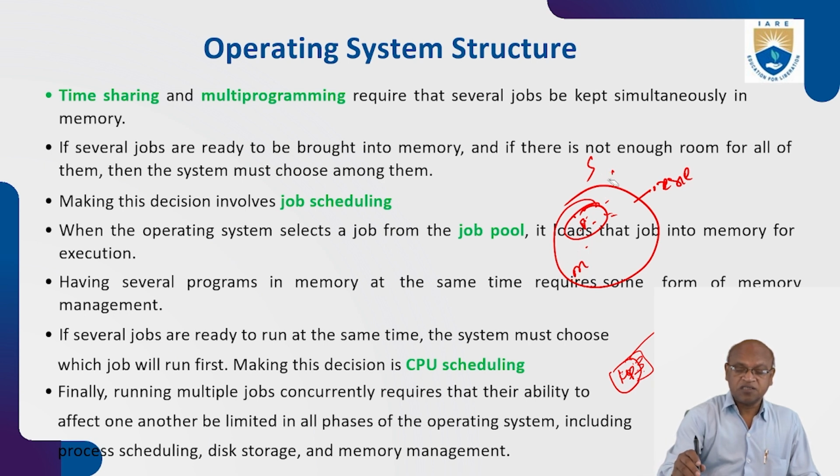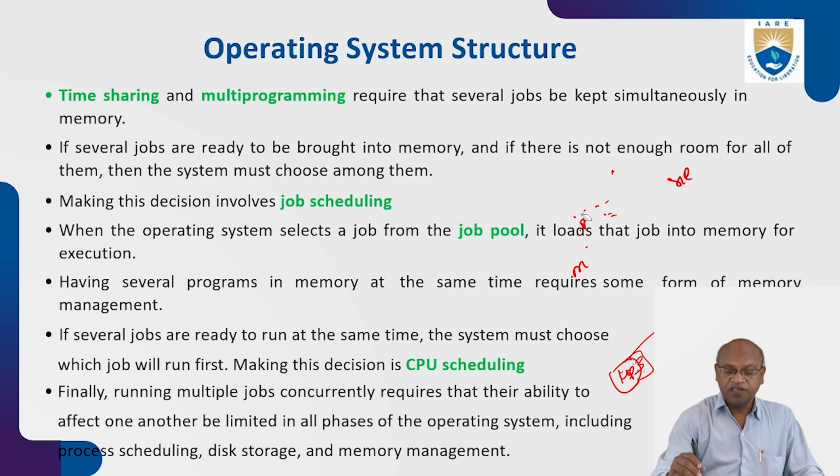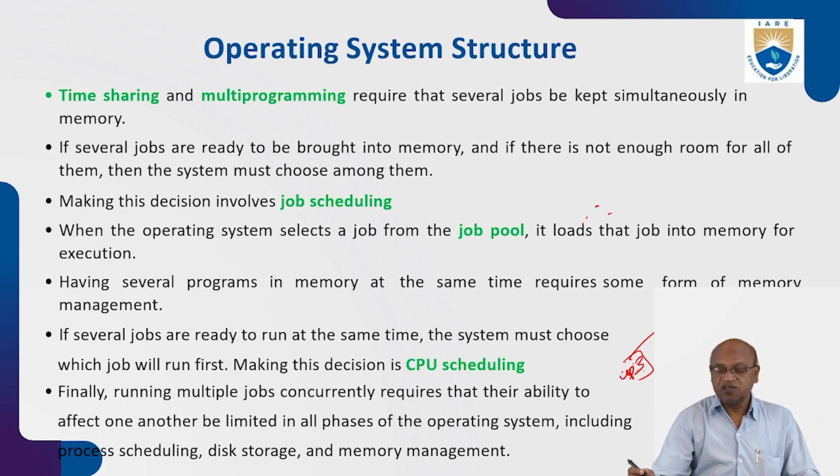Making this decision involves job scheduling. When the operating system selects a job from the job pool, it loads that job into memory for execution. What job should be executed is decided by the user, and it automatically goes to the OS. The OS will bring that job into RAM, and from RAM into your microprocessor.